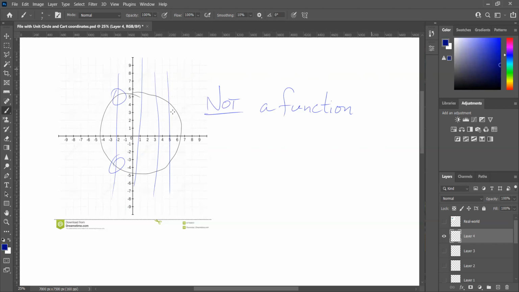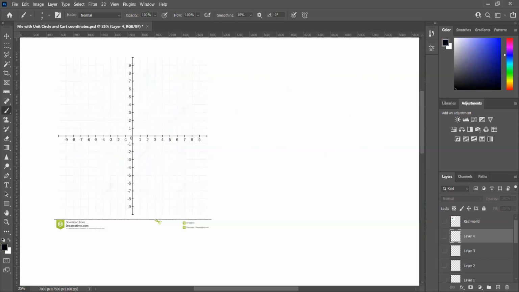Now notice there are some places where I can draw a vertical line and it will only touch at one place. There are other places I can draw a vertical line and it doesn't touch at all. What we're really looking at is whether there is anywhere I can draw a vertical line that crosses in more than one place. And in this case, there is. So not a function.